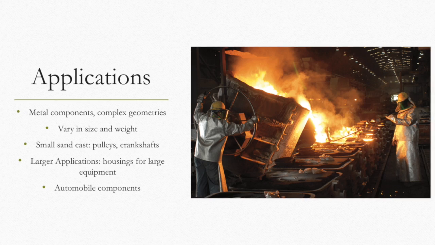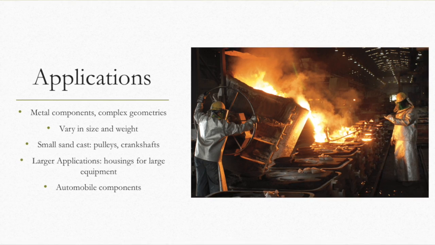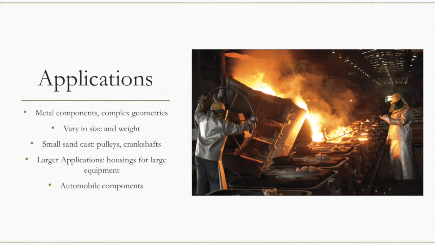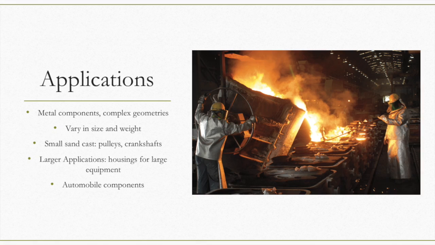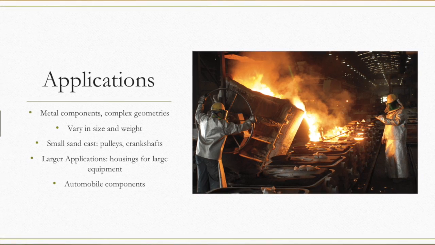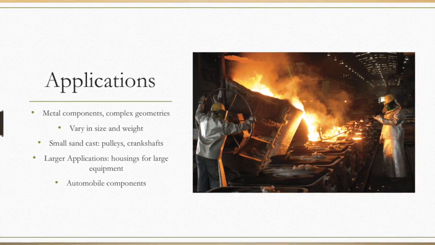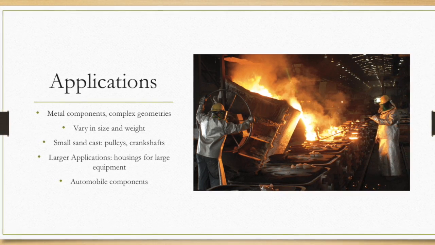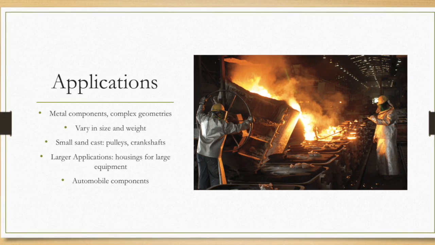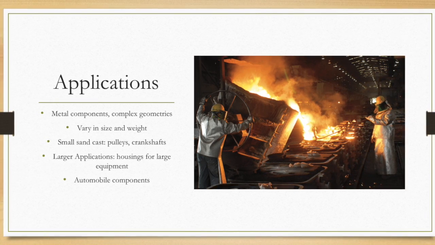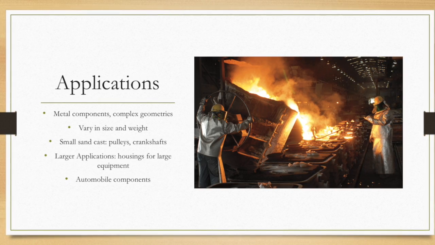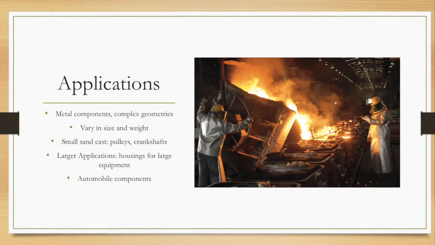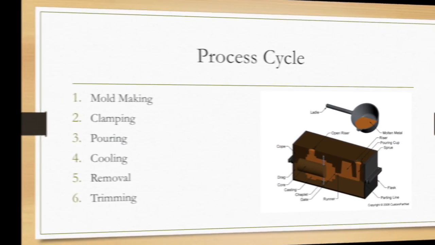Sand casting is used to produce a wide variety of metal components with complex geometries. These parts can vary greatly in size and weight, ranging from a couple of ounces to several tons. Some smaller sand cast parts include components such as gears, pulleys, crankshafts, connecting rods, and propellers. Large applications include housings for large equipment and heavy machine bases. Sand casting is also common in producing automobile components such as engine blocks, engine manifolds, cylinder heads, and transmission cases.